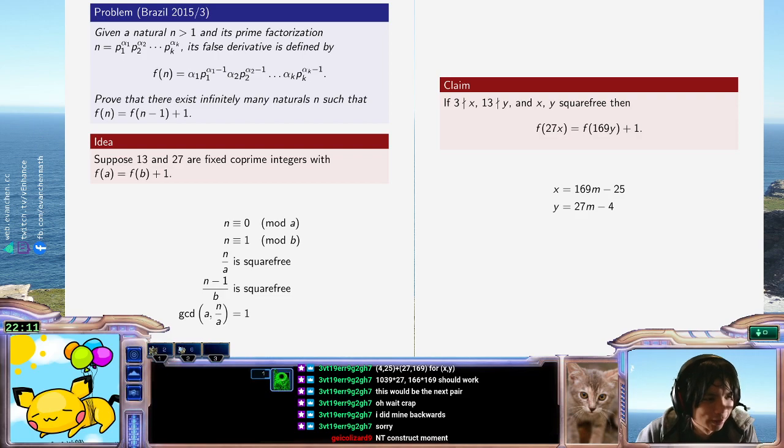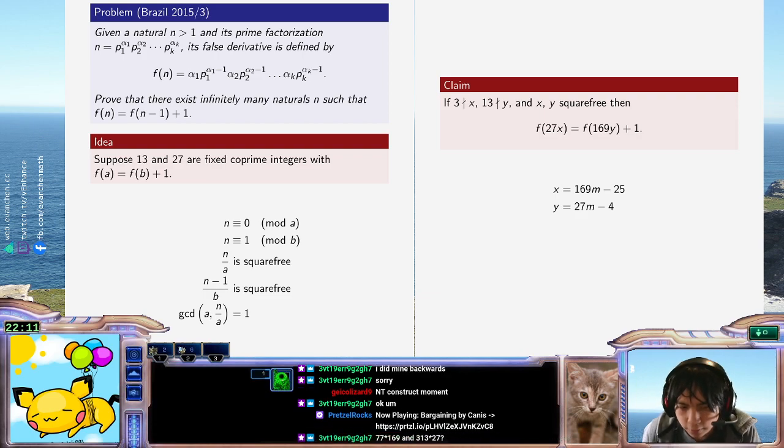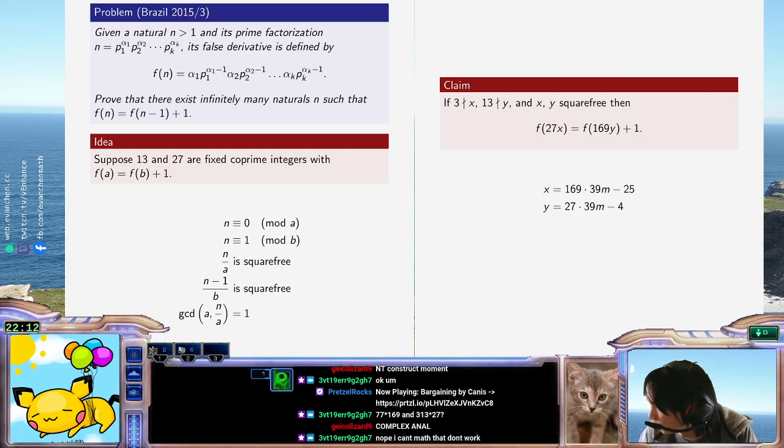Yeah, this is definitely an empty construct problem, because we're not interested in finding all things. We're just interested in having most of them work. Okay, so this will work. We can throw in factors of 3 if we want to make sure they're not divisible by 13. So we can do like 27 times 39m and this. I'm just going to throw in these factors of 39, and when I do that, it will ensure that I'm not worried about this number being divisible by 3.